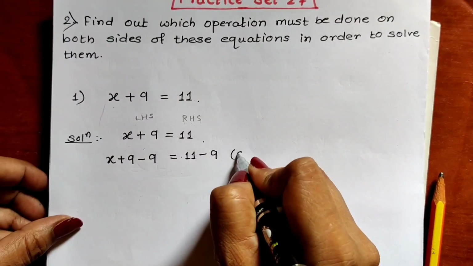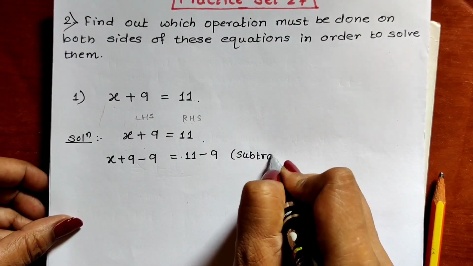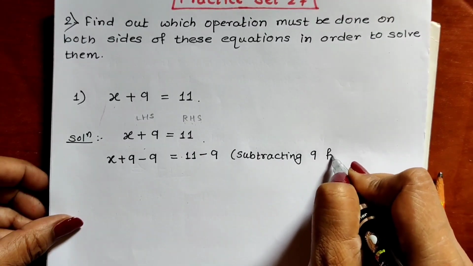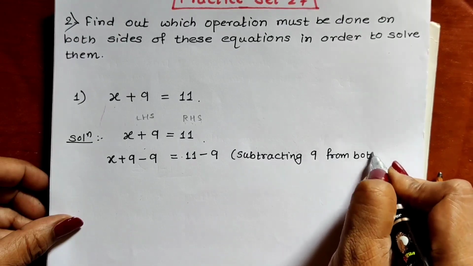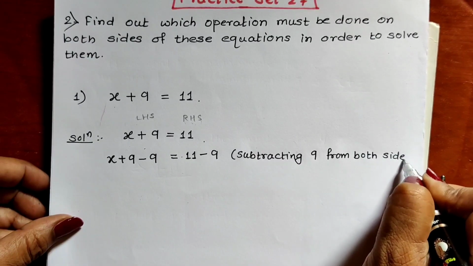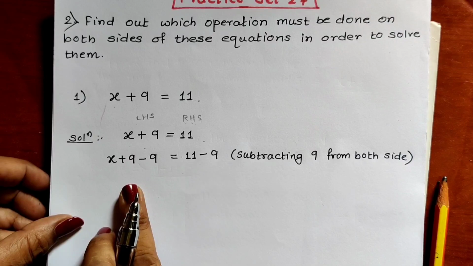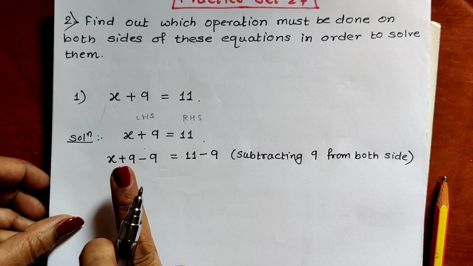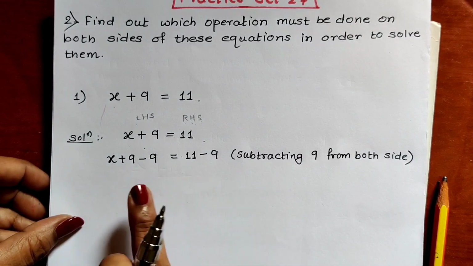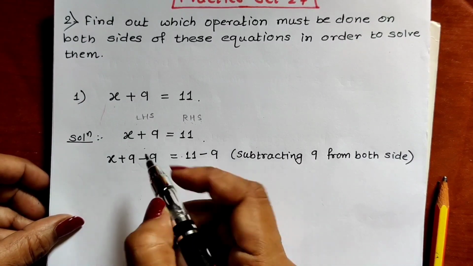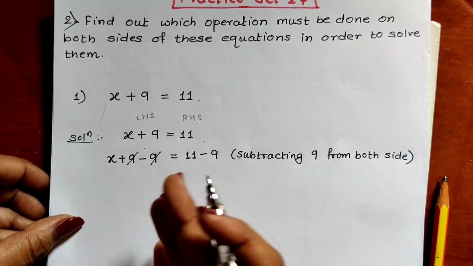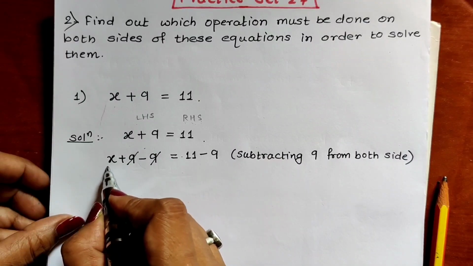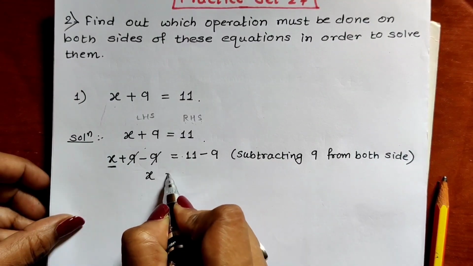So I write here, subtracting 9 from both sides. Now see children, on the left hand side we have subtracted 9. Plus 9 minus 9, plus minus minus, we all know. And 9 minus 9 will be 0. That means this 9 cancels with this 9. 9 minus 9 is 0, nothing will remain. x plus 0 is x. So what is remaining on the left hand side? x is remaining, equal to.